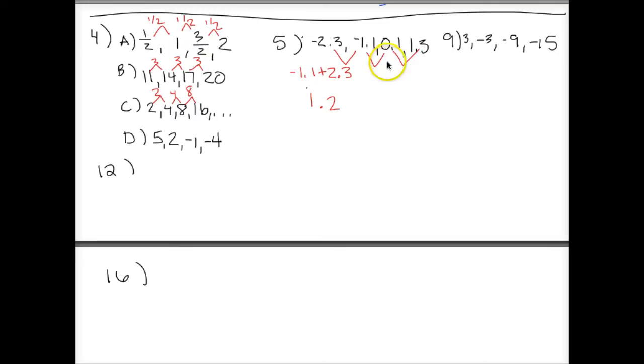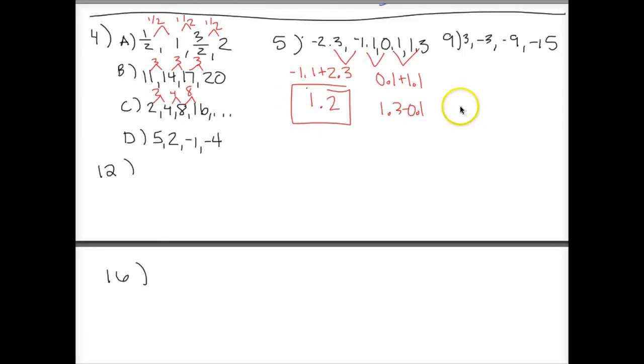So then I check 0.1 minus negative, which becomes a plus, 1.1. That gives me 1.2 also. Check the next one, 1.3 minus 0.1, yes, that gives me 1.2, so I'm sure that this is my common difference.